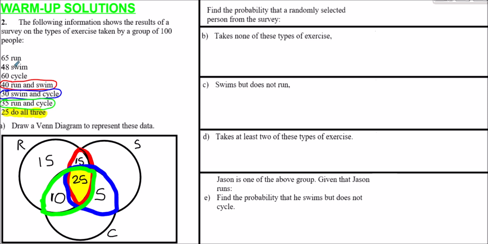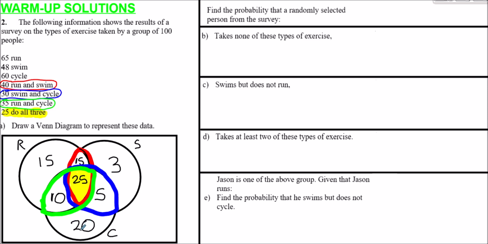We're told 48 people swim. This swimming circle, the S, 15 plus 25 is 40, plus 5 is 45. We need 48 people that swim. 48 minus 45 tells us this bit here needs to be the extra 3. And lastly, for the cycling people, 60 people cycle. So the C circle needs to total 60. So far it totals 10 plus 25 plus 5, which is 40. So we need an extra 60 minus 40, which is 20 here.